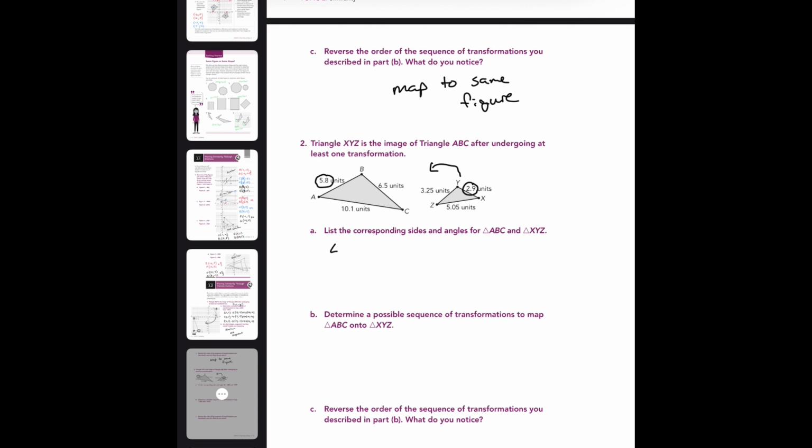And what we would find angle-wise is angle A corresponds to angle X. So A to X. Angle B corresponds to angle Y. And angle C corresponds to angle Z. And then for side lengths, like I just mentioned, AB would correspond to XY, BC would correspond to YZ, and CA would correspond to ZX. And there would be our corresponding sides.